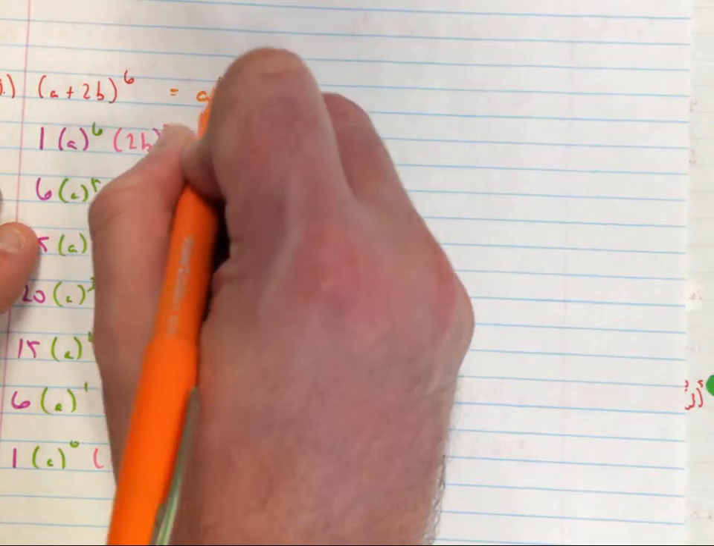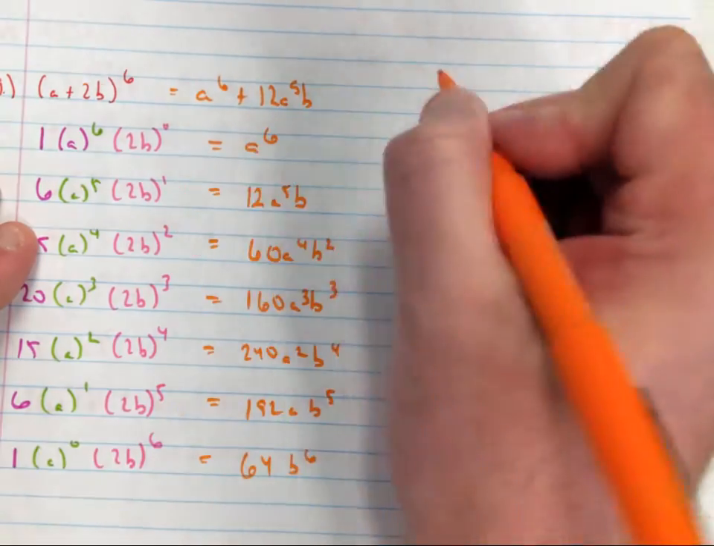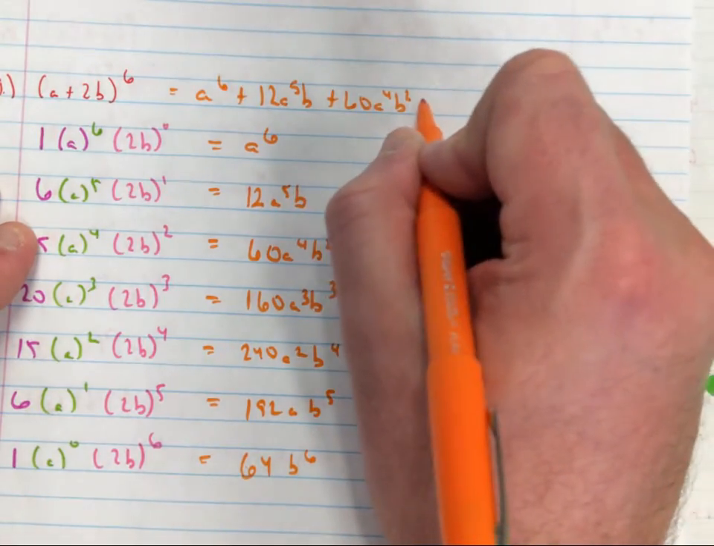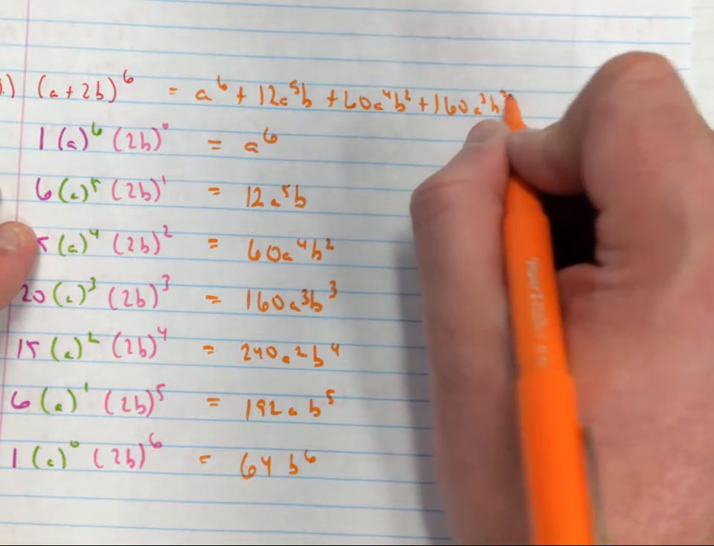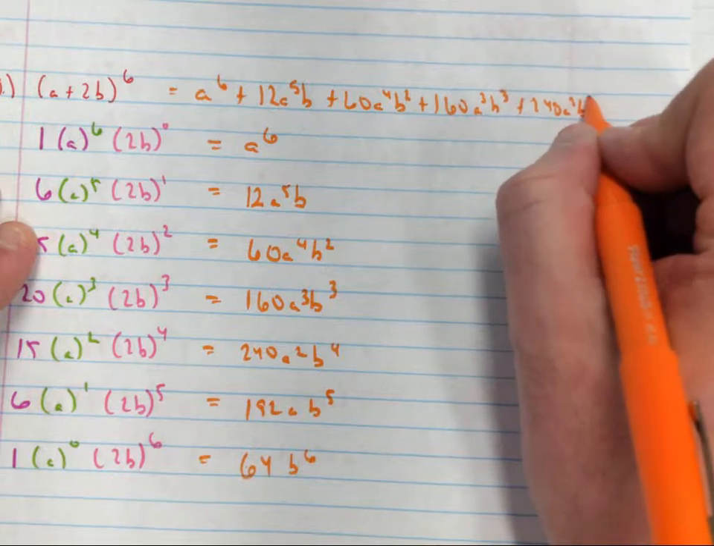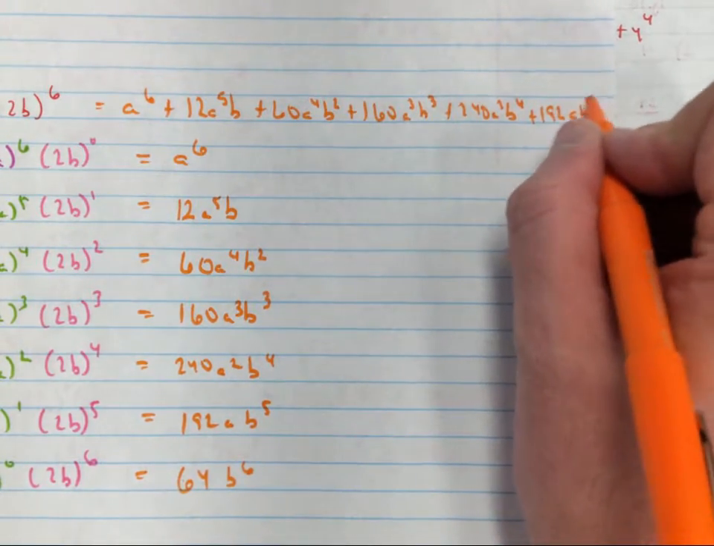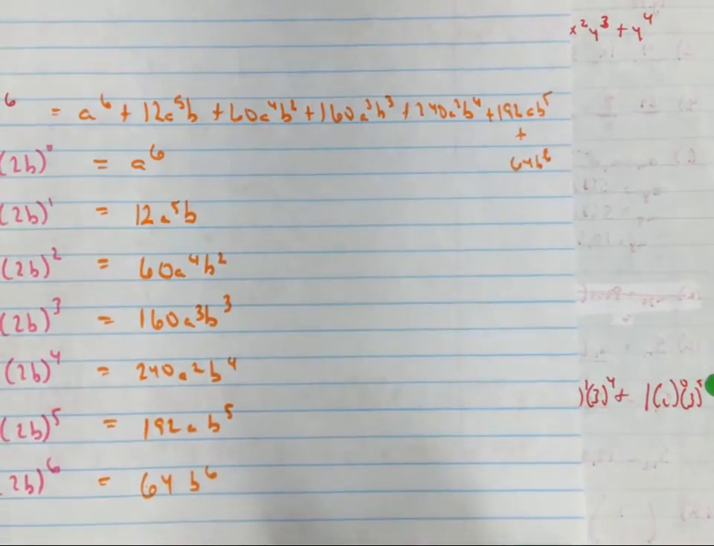So that would be A to the 6 plus 12 A to the 5th B, plus 60 A to the 4th B squared, plus 160 A cubed B cubed, plus 240 A squared B to the 4th, plus 192 A B to the 5th, plus 64 B to the 6. I just ran out of room, so I wrote it down there.